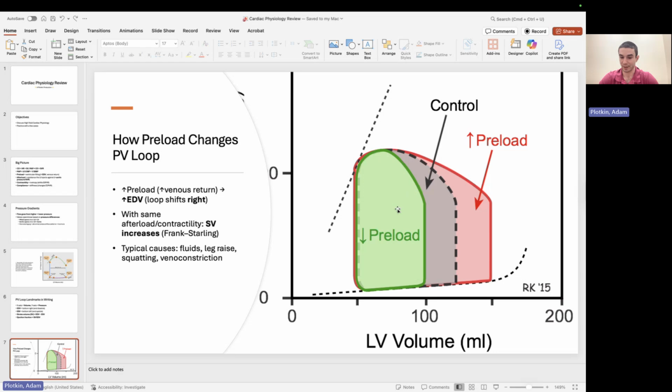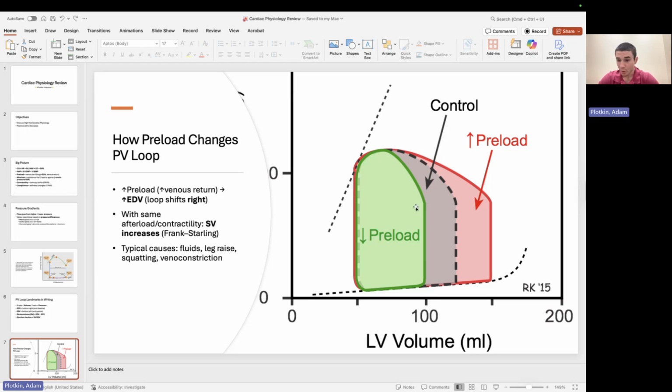And in green here, we've decreased preload. So we started here, now the preload's less. So the end diastolic volume is less, but again, we haven't done anything to the afterload or the systemic vascular resistance. We haven't done anything to the contractility. So we still get the same endpoint, the end systolic volume, but the stroke volume is way less.